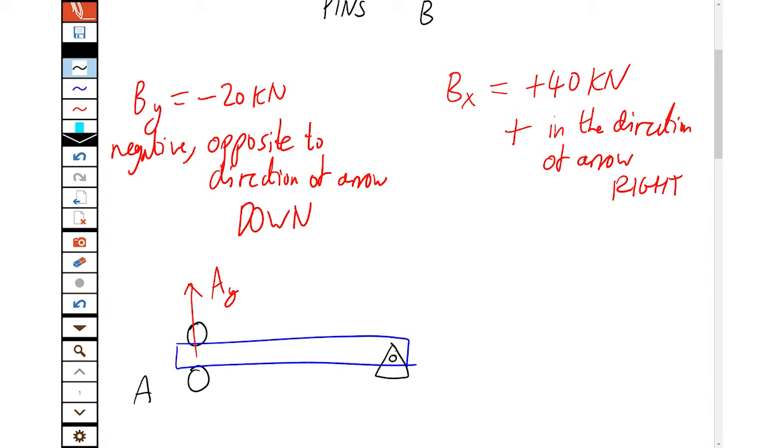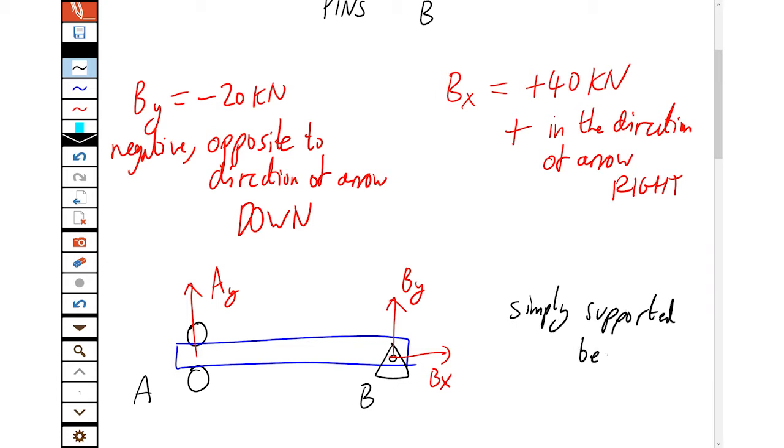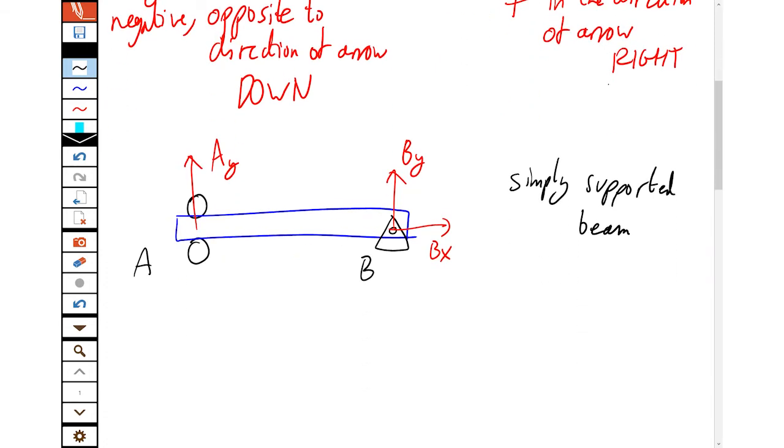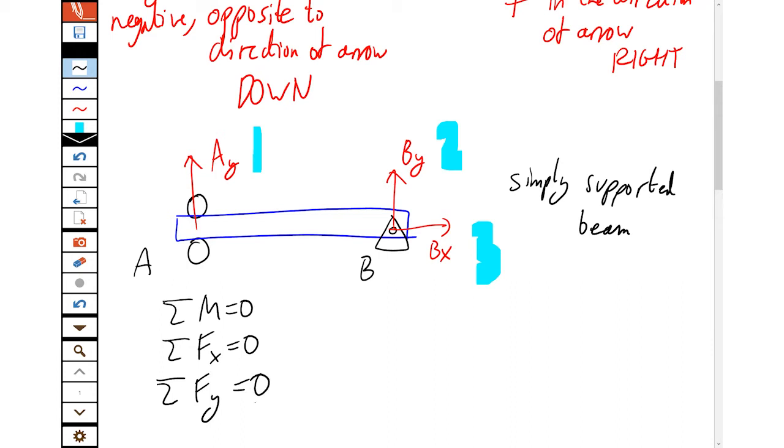Now, if you have a roller at one end and a pin at the other, you'll see this situation a lot on the course. This is called a simply supported beam. And it's a great situation. Why is that? Because I have 1, 2, 3 unknowns, and I have 1, 2, 3 equations, which means I can solve that. I can work it out. I have the same number of unknowns as equations, so now I can find all the support reactions.